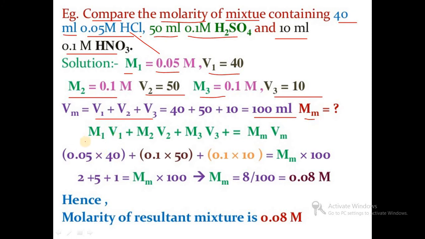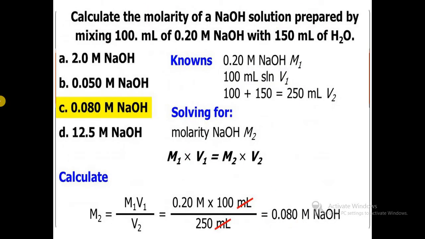So we know the formula, that is the summation of M1V1 plus M2V2 plus M3V3 is equal to MV, that is concentration and volume of all the solutions. So by substituting these values, we can determine the concentration of the mixed solution is equal to 0.08 molar. So the molarity of the resultant mixture is 0.08 molar. So by using this equation we can determine the molarity of a mixed solution. Then we will see another example.